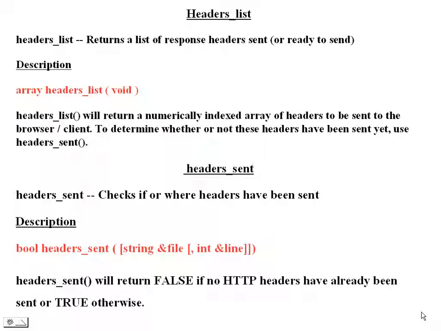Coming to the headers underscore list function. Headers underscore list returns a list of response headers sent or ready to send. Headers underscore list will return a numerically indexed array of headers to be sent to the browser or client. To determine whether or not these headers have been sent yet, use headers underscore sent. Headers underscore sent checks if or where headers have been sent. Headers underscore sent will return false if no HTTP headers have already been sent, or true otherwise.